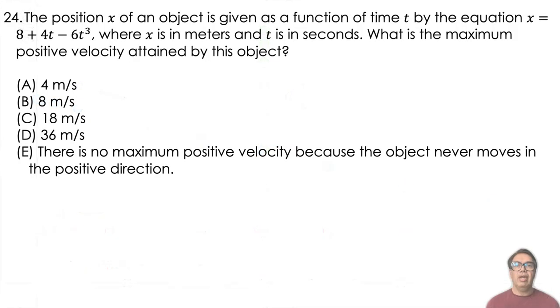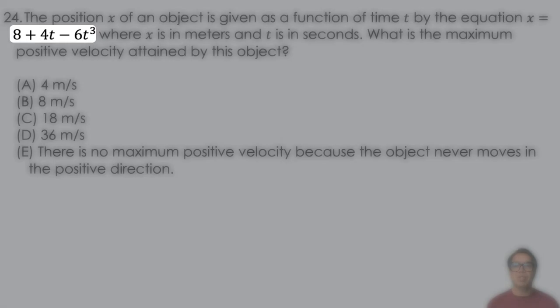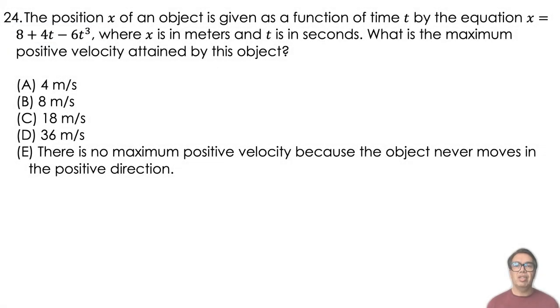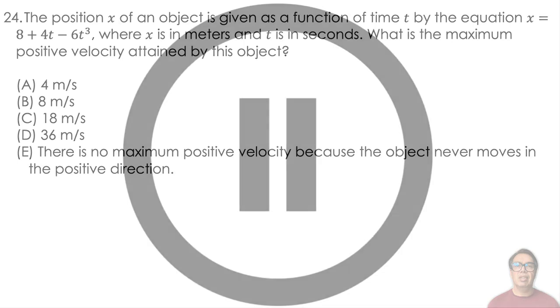The position x of an object is given as a function of time t by the equation x = 8 + 4t - 6t³, where x is in meters and t is in seconds. What is the maximum possible velocity obtained by this object?